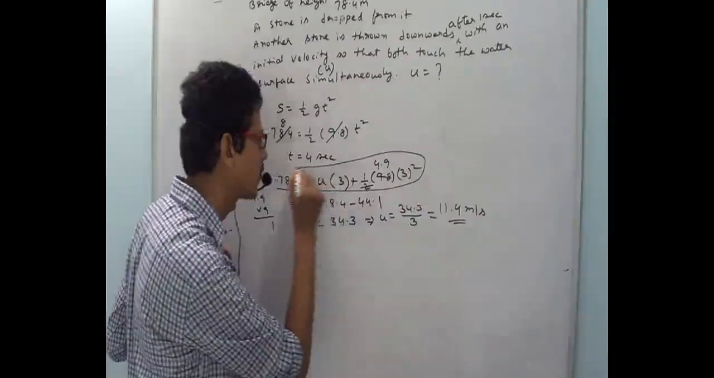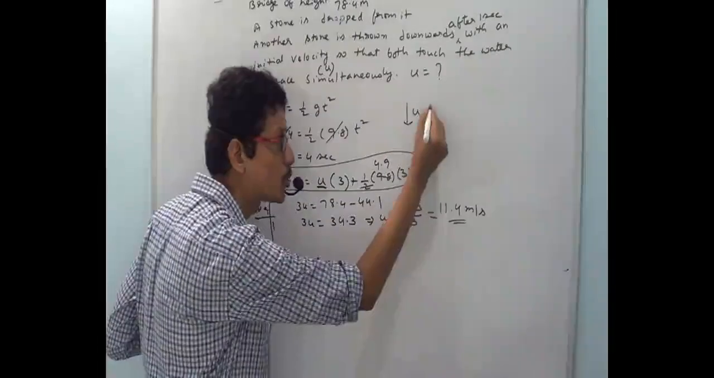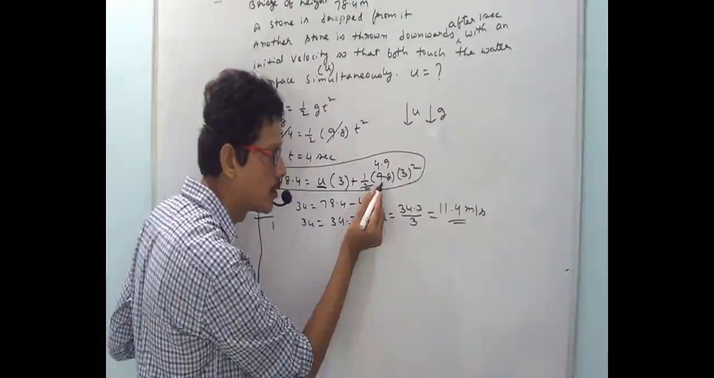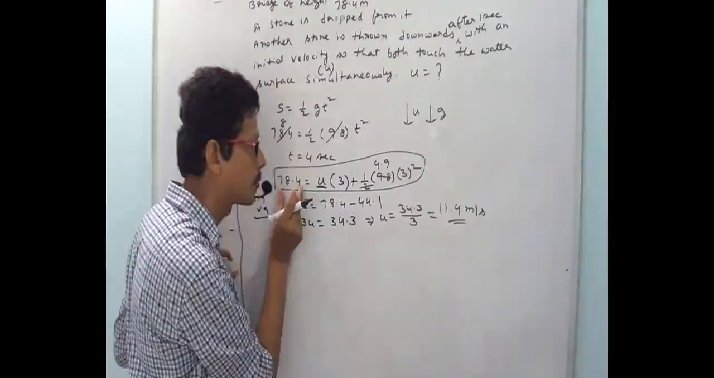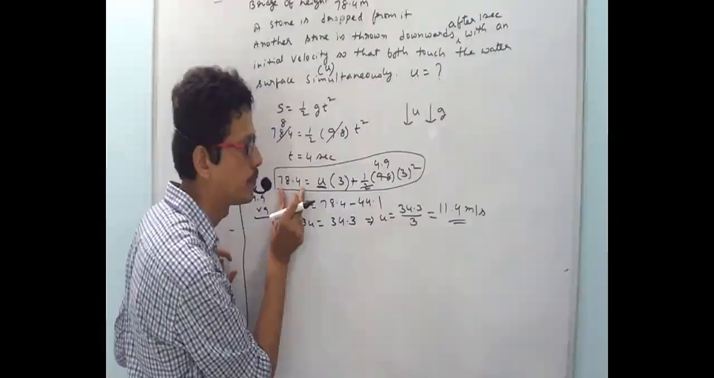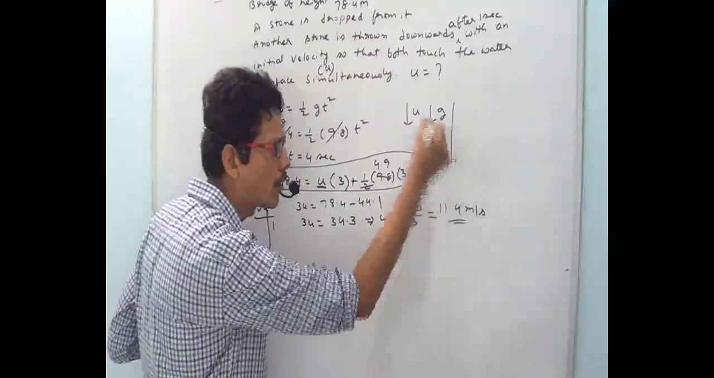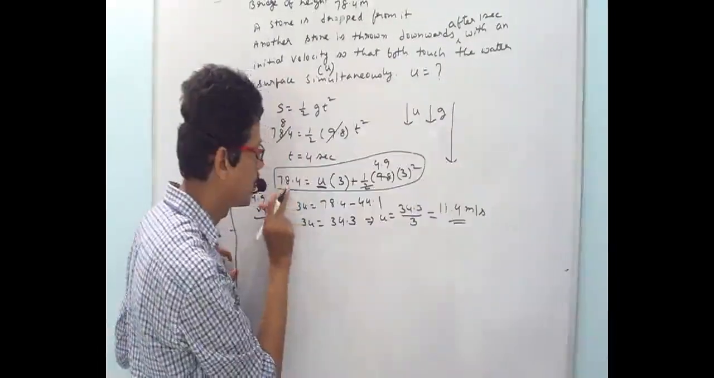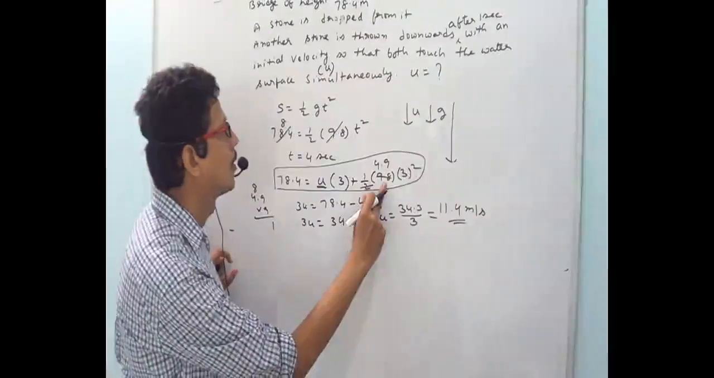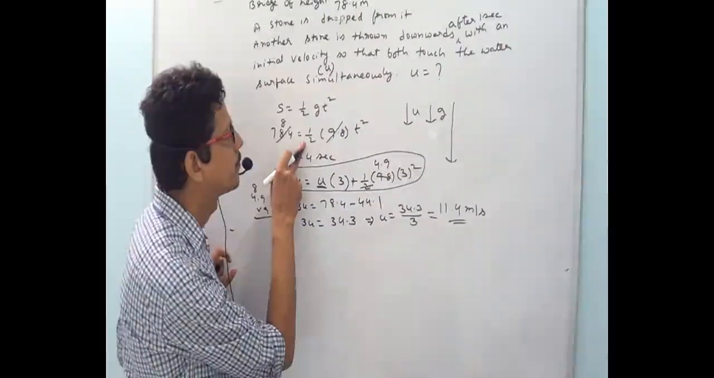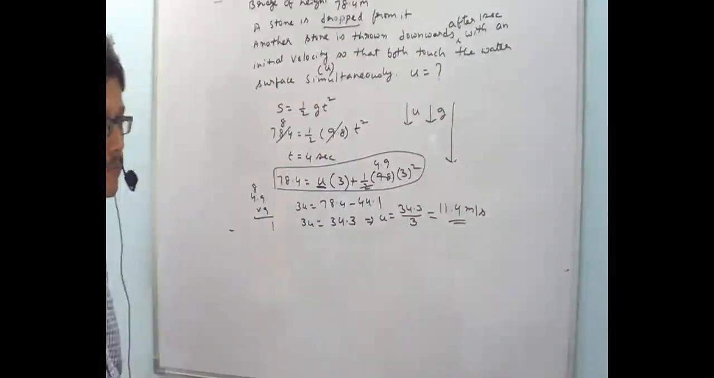And here, what formula have I used? S equals ut plus half at square. U is positive, the downward velocity. G also I have to take positive. Displacement is also positive. What is displacement here? 78.4. Displacement is also downwards only, no? All are downwards only, then everything I have to take positive. Why have I not taken u for the first stone? Because it is dropped. Okay, fine.